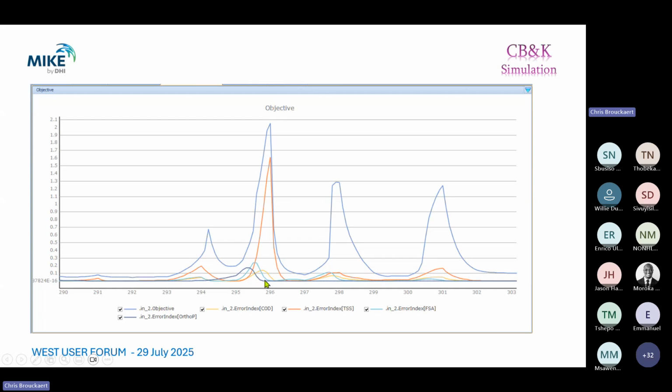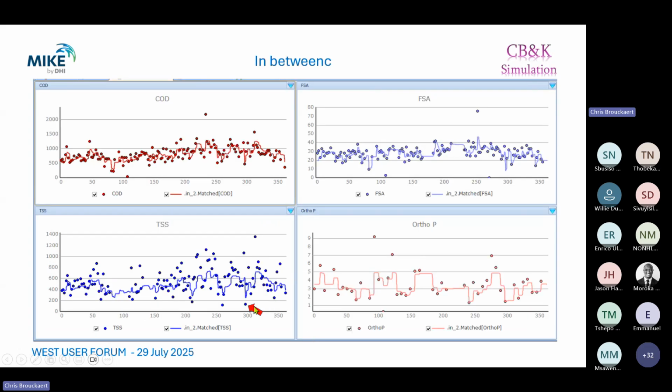So what we see is that this error is dominated by one term, which happens to be the TSS. Okay, and if you go and look at that point again, there's that point, and you can see, yes, that was a real outlier. Now that's just one example of how you can examine the output to see what's going on.